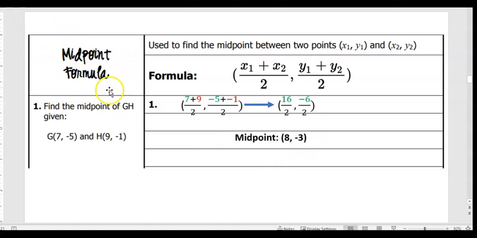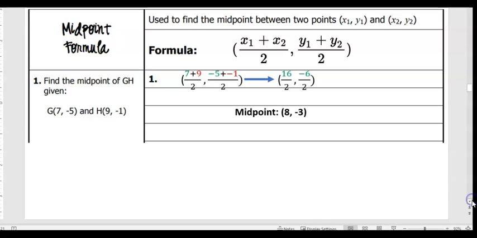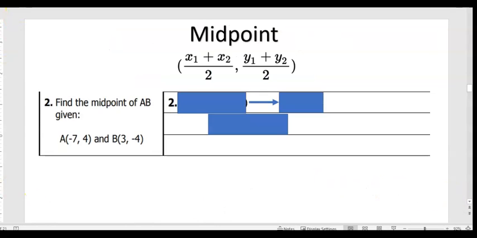So I'm going to give you guys one. I want you to look at that second example and see if you guys are able to try that on your own. So go ahead and try it and see if you're able to get it right. All right, so we have the 2 points A and B. A is negative 7 comma 4. B is 3 comma negative 4.